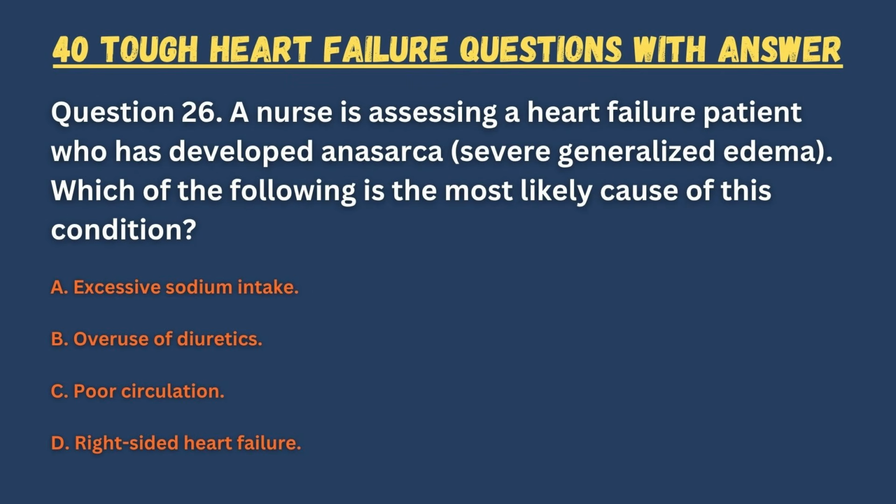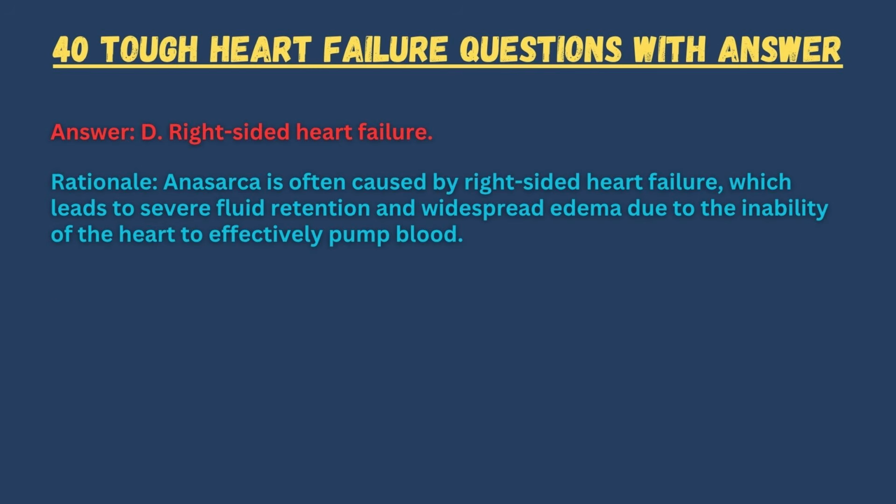Question 26. A nurse is assessing a heart failure patient who has developed anasarca, severe generalized edema. Which of the following is the most likely cause of this condition? A. Excessive sodium intake. B. Overuse of diuretics. C. Poor circulation. D. Right-sided heart failure. Answer: D. Right-sided heart failure. Rationale: Anasarca is often caused by right-sided heart failure, which leads to severe fluid retention and widespread edema due to the inability of the heart to effectively pump blood.